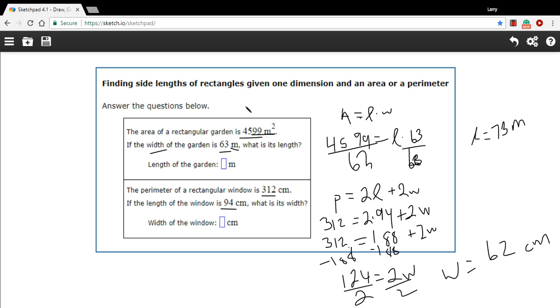So that is a little bit of work with finding one dimension when you just have the other dimension and an area or a perimeter.